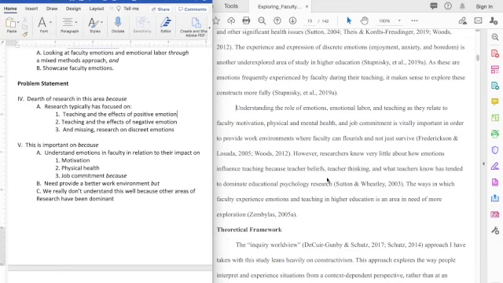We need to understand emotions in faculty in relation to their impact on motivation, physical health, job commitment, because, B, we need to provide a better work environment, but we really don't understand this well because there are other areas of research that have been dominant. Okay, and you can see that she has narrowed this down even further and talked a little bit about why this is important and really has answered that really big question here. Why is this important?